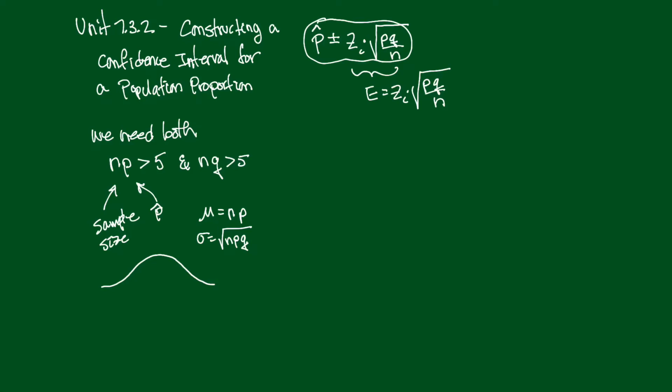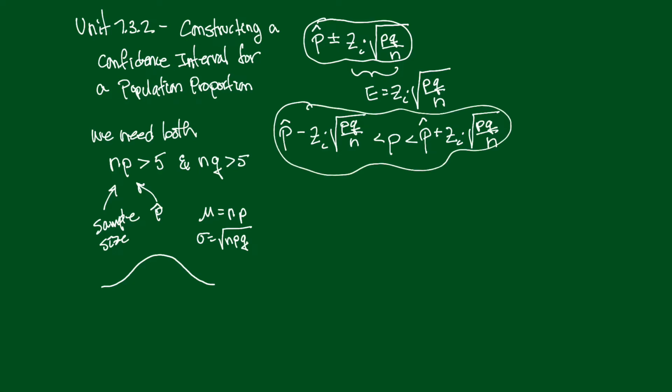But if we write it in interval form, it would look like this: p hat minus the z critical value times the square root of pq over n is less than p, the true population proportion, which is less than the same thing on the right side but with a plus: p hat plus z sub c times the square root of pq over n.